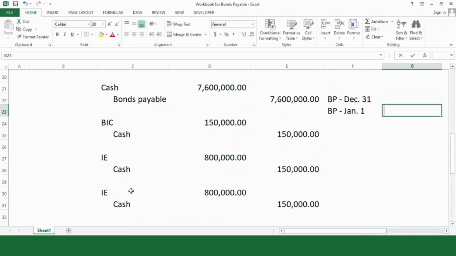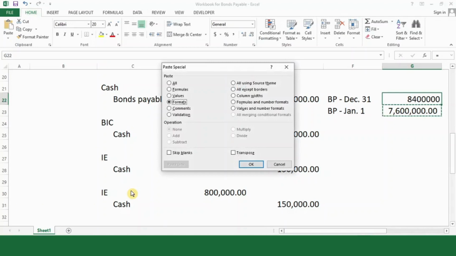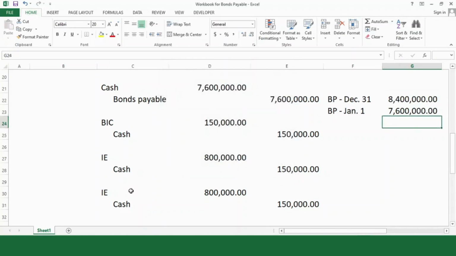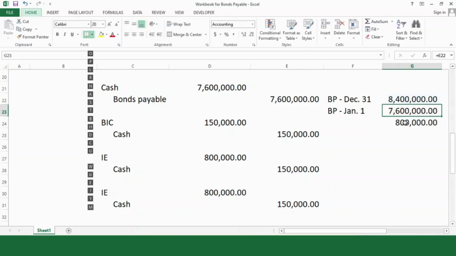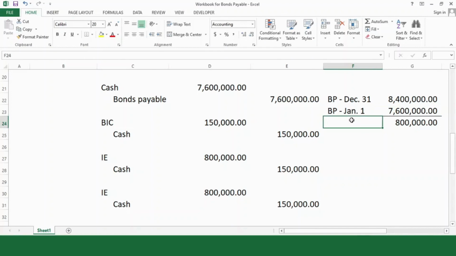So, ito yun, di ba? 7.6. So, ito, 8 million times 1.05. So, 8,400,000 siya yung fair value ng bonds payable. So, kung tutusin, dati utang mo lang 7.6, ngayon, ang fair value ng bonds na yan is 8.4. So, lugi ka. Tama? 8.4 minus 7.6. Nadagdagan ka pa ng 800,000. This is the increase in bonds payable because of the changes.